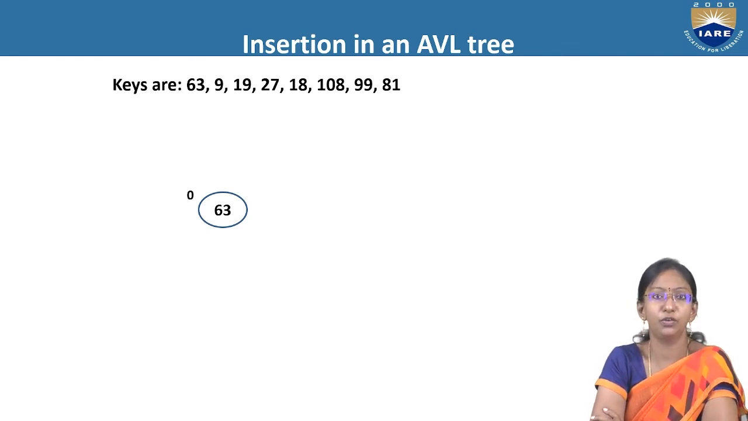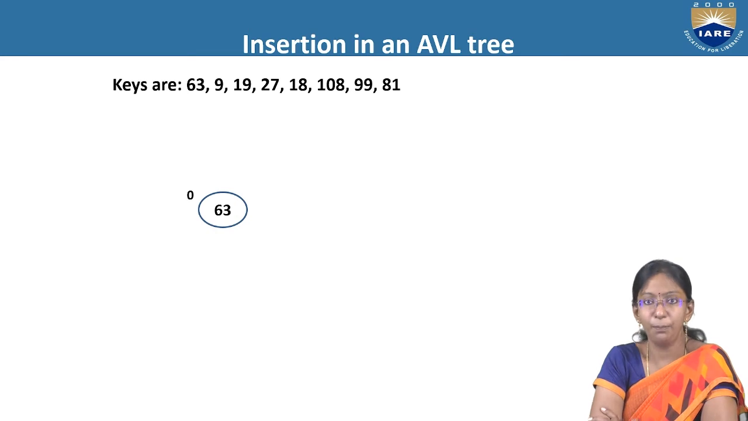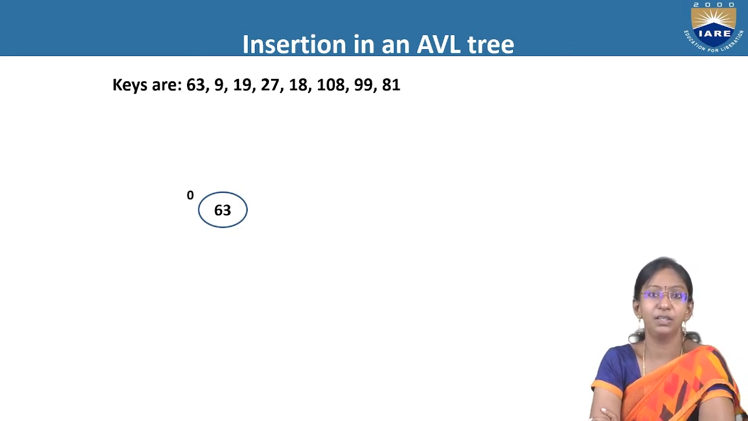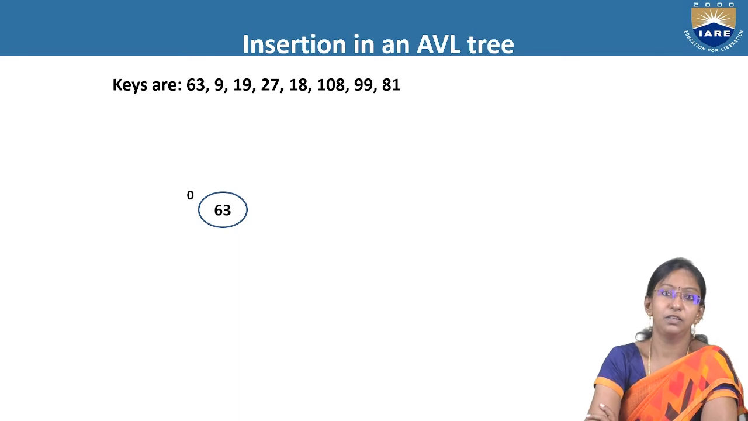Every node which you are going to insert will settle as a leaf node. There is no change in it. But at every step, a new step is added, which is calculating the balance factor of all the nodes. If the balance factor is disturbed, we are going to rotate them. Okay, very simple. 63 is the first one. As it is the first one, its balance factor is 0.